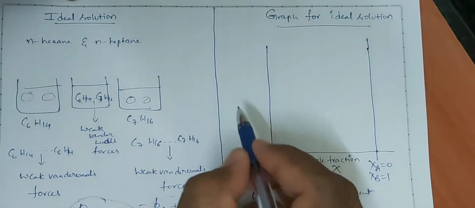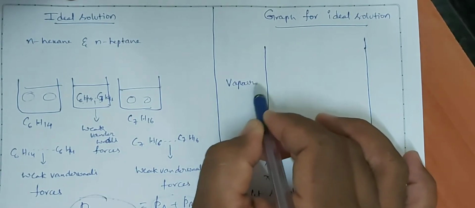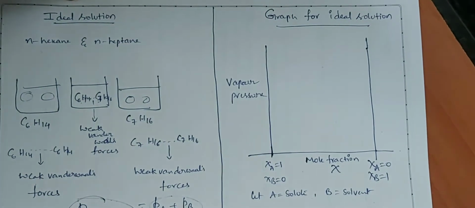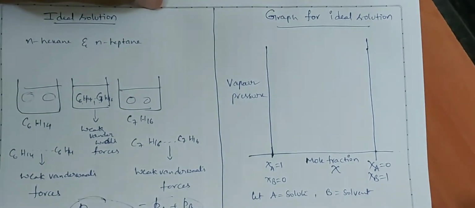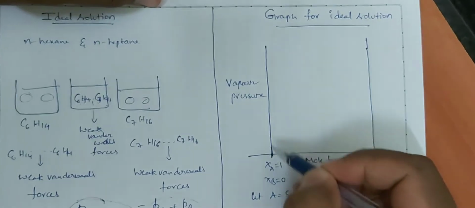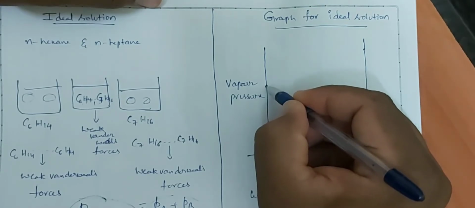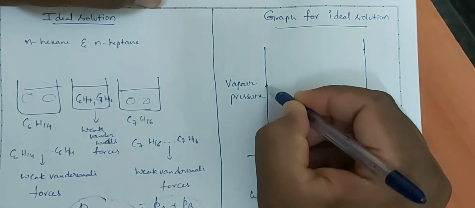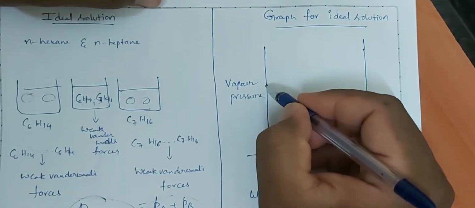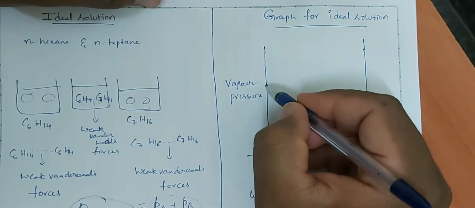On the y-axis we are going to mention vapor pressure. Let us consider the left side, it is solute. Already we said A means solute. It has some vapor pressure, P naught of A, the pure vapor pressure. It has some value. Directly I am going to take that value and explain, because numerically it is easy for us to understand.